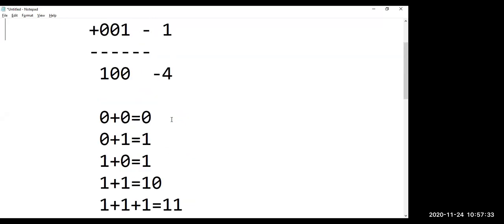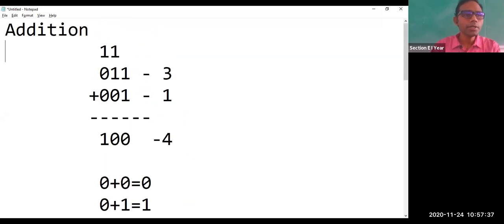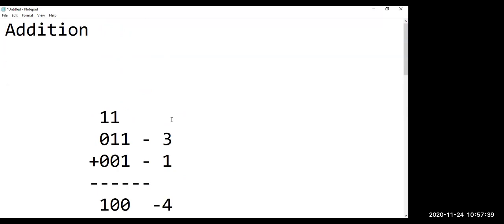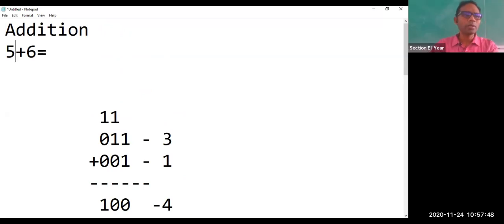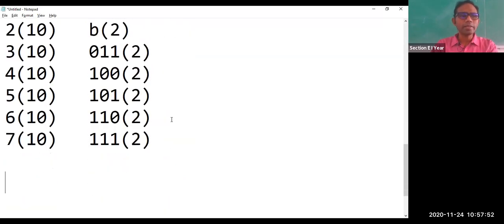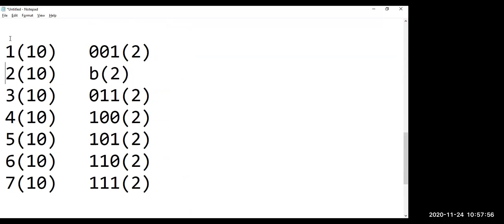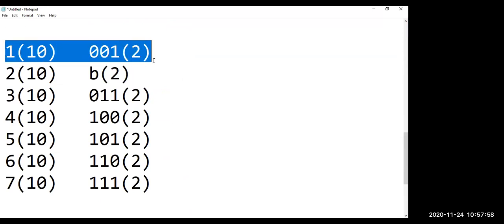Now let us go to the addition of 3 plus 1, and 5 plus 6. What is the result? Let us take a smaller number. Let us do one thing. Now let us come back to this 1 to 7. Okay, so let us write one more line.